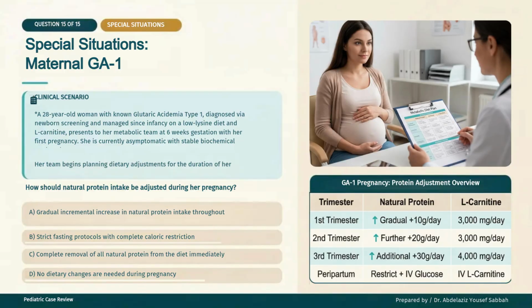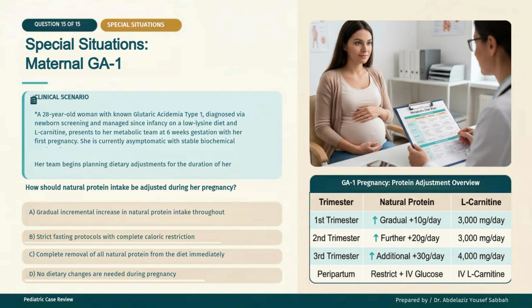Case 15. A 28-year-old woman with known Glutaric Acidemia Type 1, diagnosed via newborn screening and managed since infancy on a low-lysine diet and L-carnitine, presents to her metabolic team at 6 weeks gestation with her first pregnancy. She is currently asymptomatic with stable biochemical markers. Her team begins planning dietary adjustments for the duration of her pregnancy. How should natural protein intake be adjusted during her pregnancy?